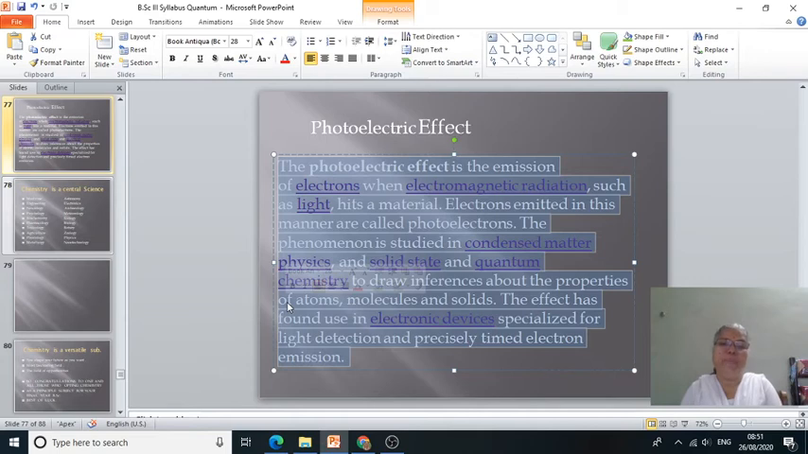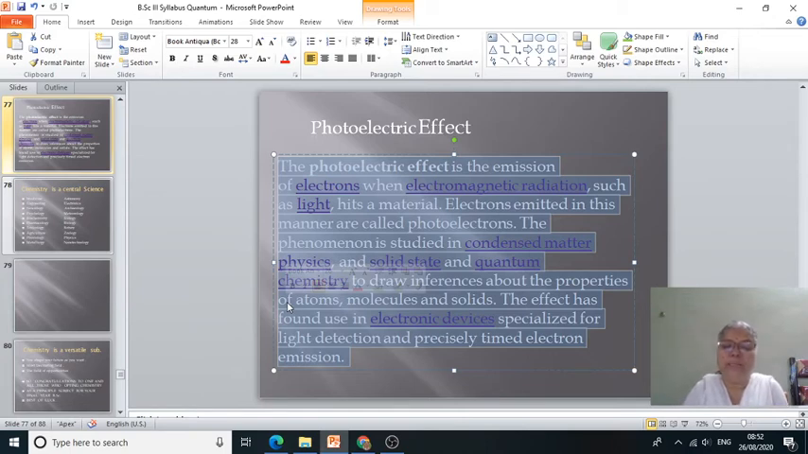Therefore, 1/2 m v squared, that means the kinetic energy of the ejected electron, is equal to h nu minus h nu 0, and there is an h common in the two terms. Therefore, we can write 1/2 m v squared equals h times the bracket nu minus nu 0. The significance of this equation is that if the light frequency is such that nu is less than nu 0, no electrons are emitted.